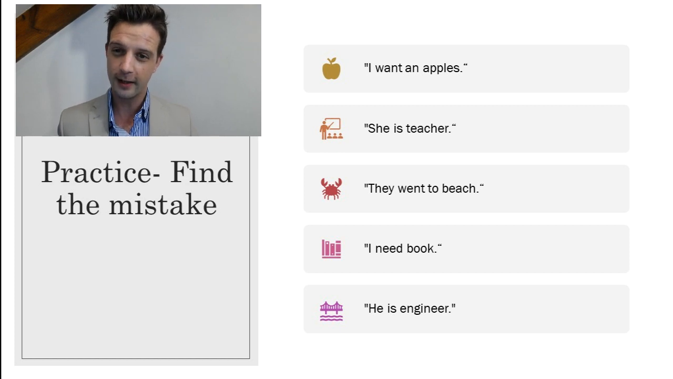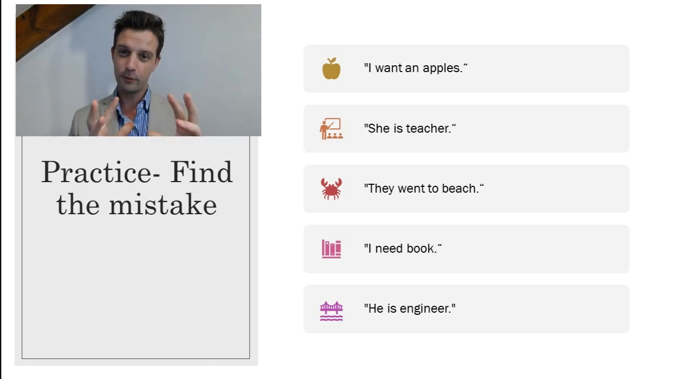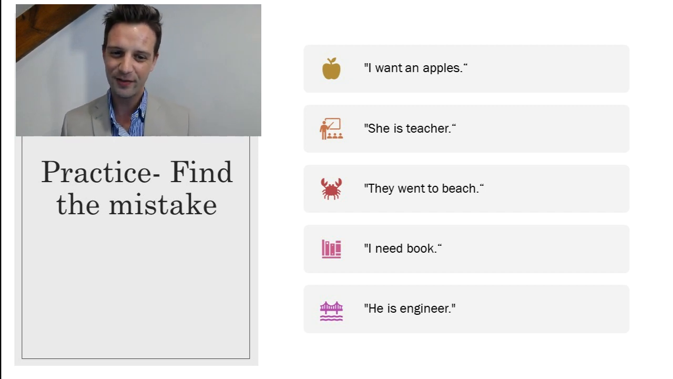I want you to find the mistake in these sentences. Okay, and then once you've found them, try and correct them. So the first one, I want an apples. Number 2, she is teacher. Number 3, they went to beach. Number 4, I need book. Number 5, he is engineer.